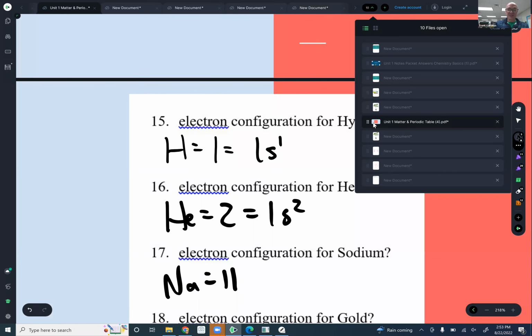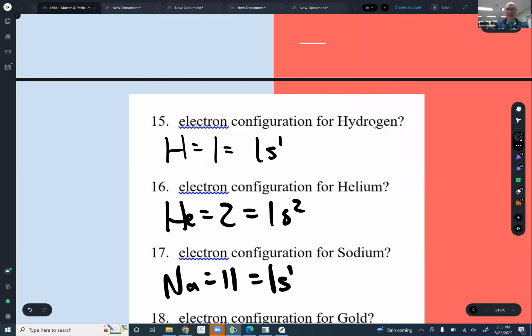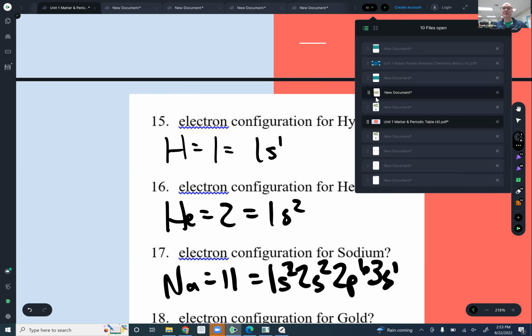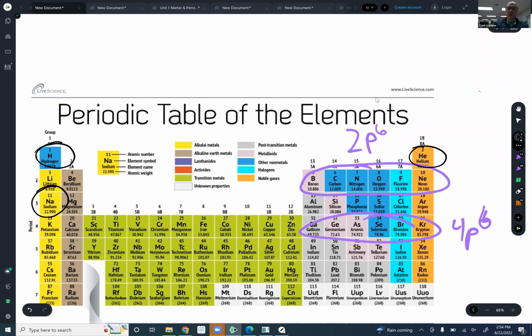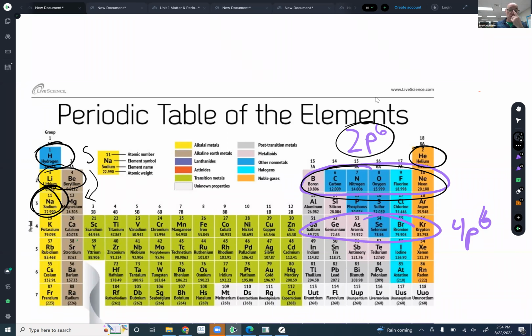11. So that's 1s2, 2s2, 2p6, 3s1. So let's go see how that came about. Here are 1, 2 on the 1st energy level. Here is 1, 2 in the S's. Here are 1, 2, 3, 4, 5, 6 in the 2nd. And then finally we have 3 and it's in the S. So that's 3s1.